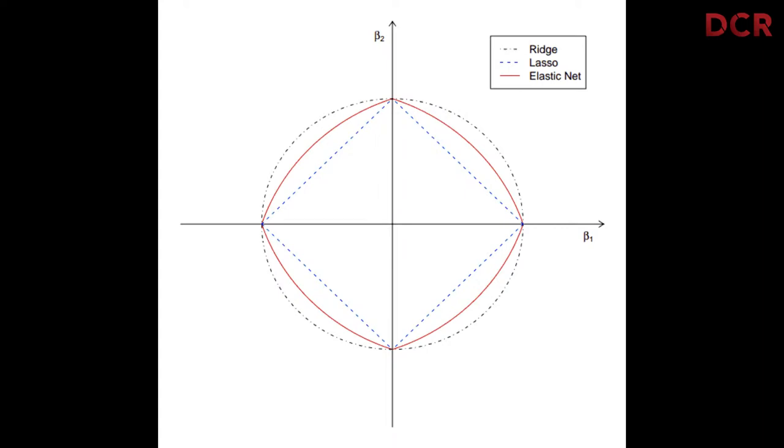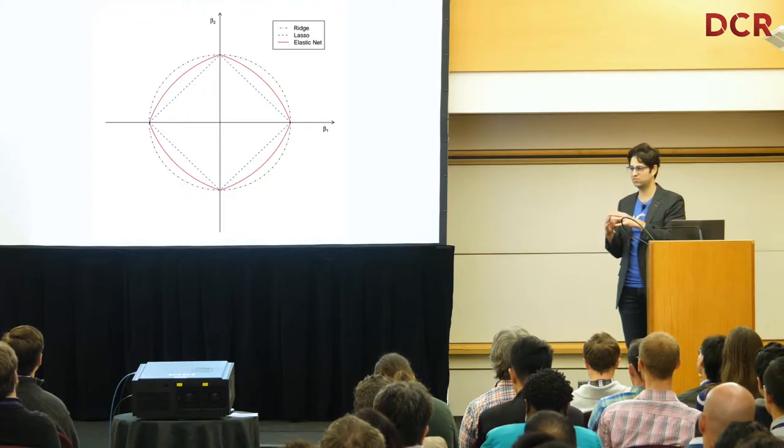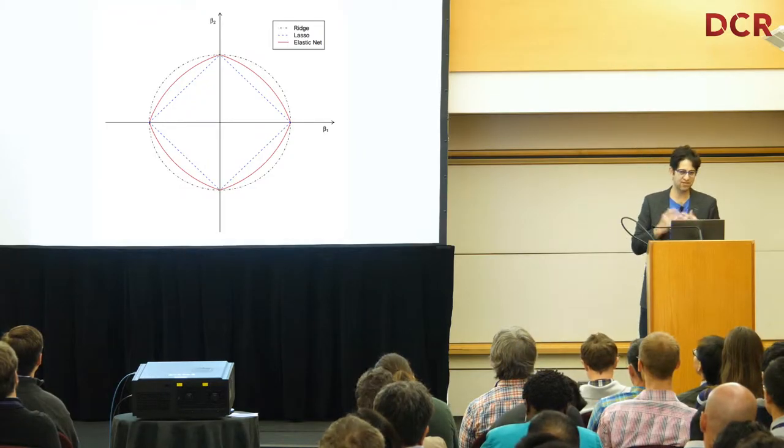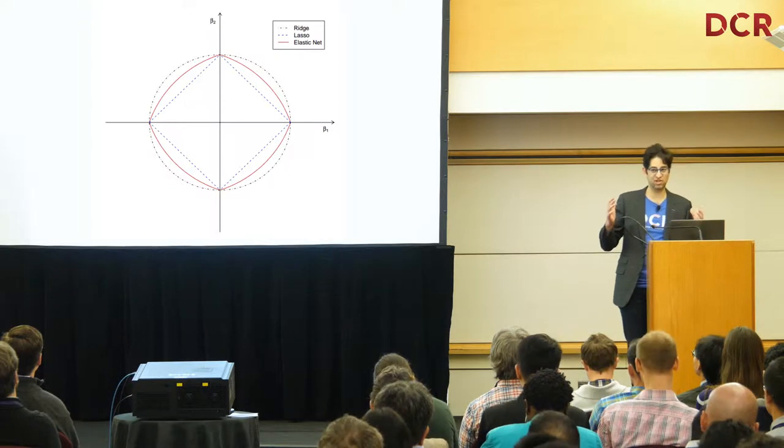Geometrically, we're talking about the blue diamond on the inside. So that has sharp edges, and that's what gives you the singularities, which gives you variable selection. It lets you do variable selection that's actually, you know, kosher to do.